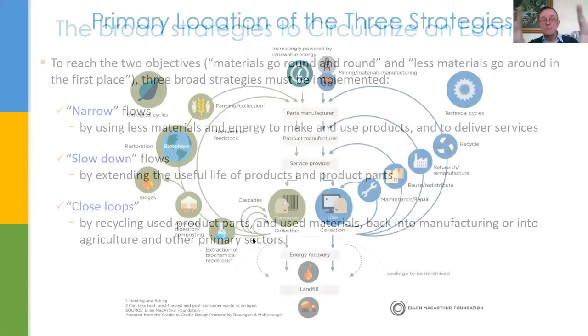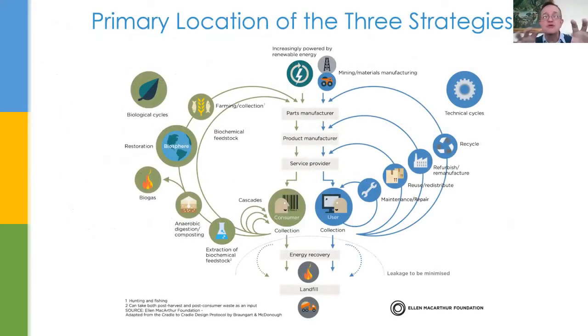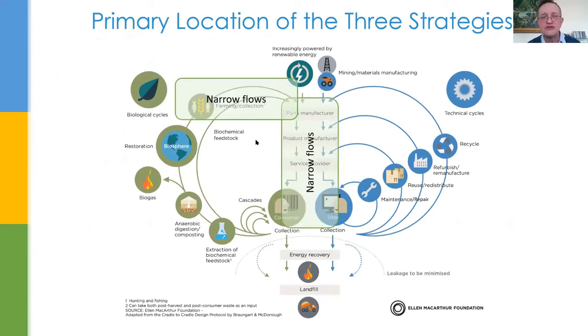So in the butterfly diagram, where are the primary locations of these three strategies? They'll be used in some degree everywhere, but where are they primarily used? Or where are they primarily most important? As far as narrowing flows is concerned, it really is important in the primary production, in farming and so on, but also, of course, in manufacture, but also in the distribution sector, and also in use and consumption. So in all of this part, an important strategy will be to narrow flows.